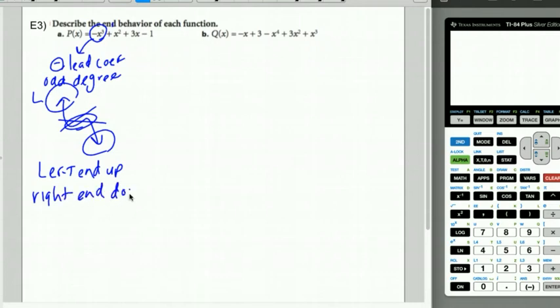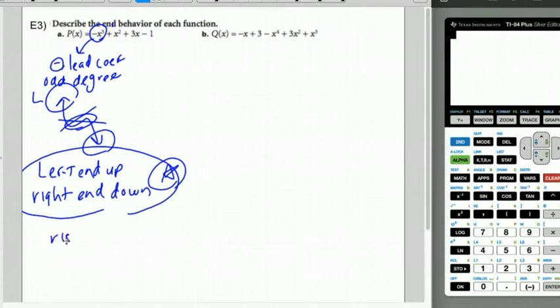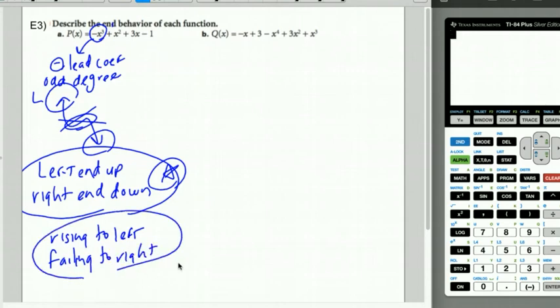is down, right? You'll see this written a bunch of different ways. Sometimes you'll see it as rising to the left, falling to the right. That's one way to say it. So you could also see it like this. You could also see the very mathy version that says the limit as x approaches negative infinity, which is a fancy way of saying that you're going to the left, right?